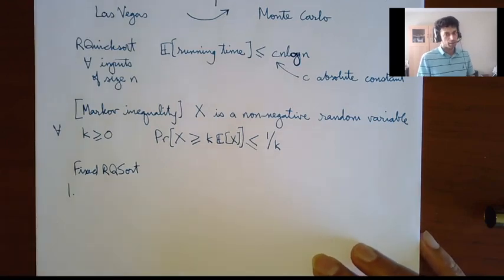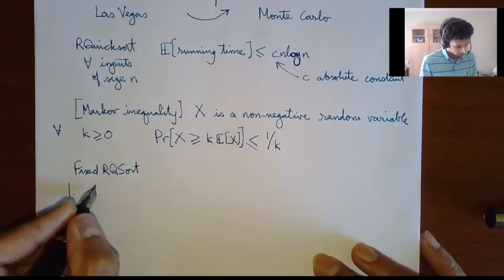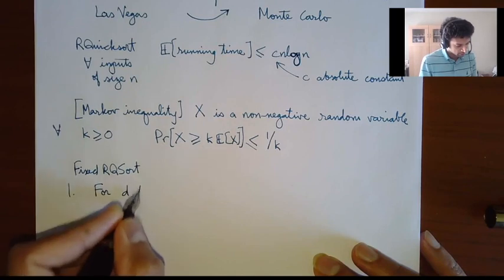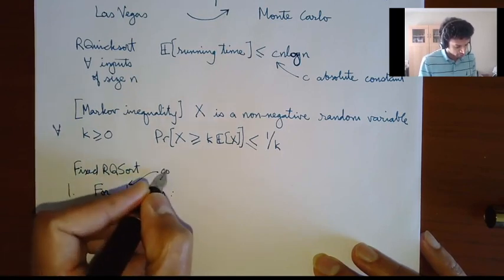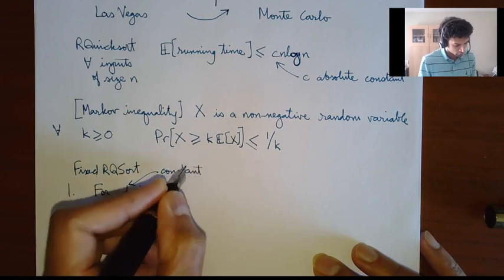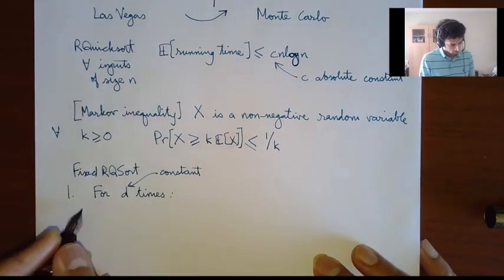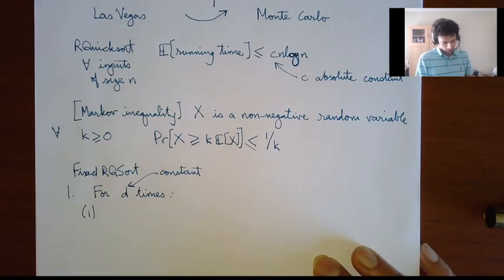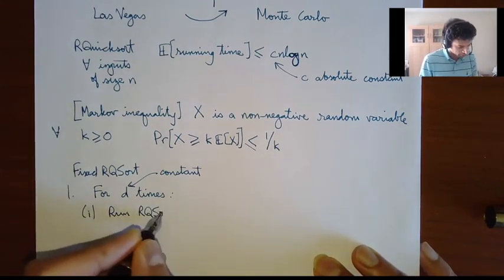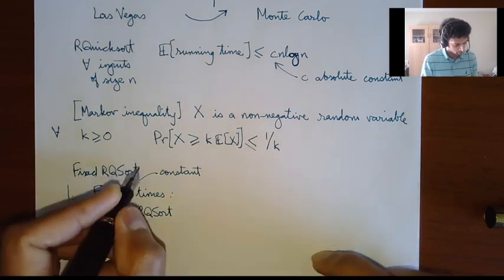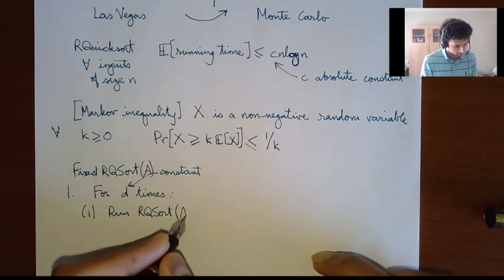I'm going to use a parameter here which I can then set later. I'll just say for d times. So d is going to be some constant. For d times, do the following. Run the vanilla version, the old version of randomized quicksort. So this is on some array.